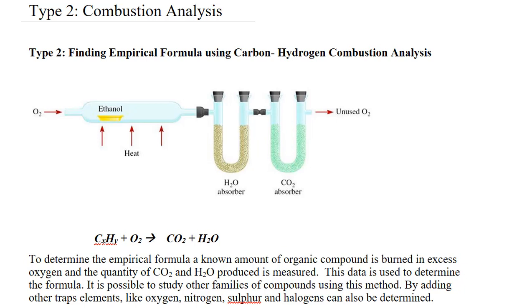In this video, we'll look at how to use combustion information from a carbon-hydrogen combustion analysis to determine the empirical formula of a compound. A reminder that an empirical formula shows us the simplest ratio of the atoms in the compound. And a second reminder that combustion is the reaction of oxygen to produce common oxides. And so when you have a carbon and hydrogen containing compound, your oxides will be CO2 and H2O.